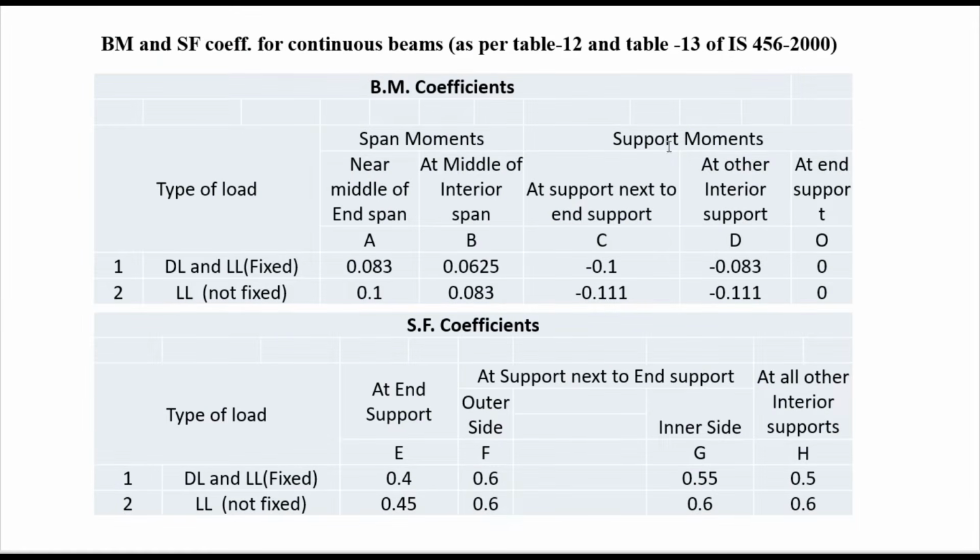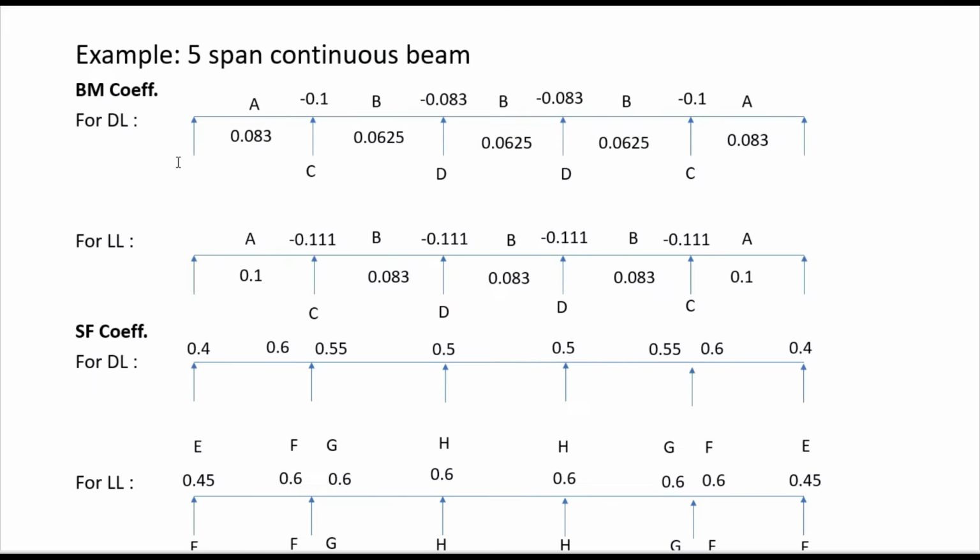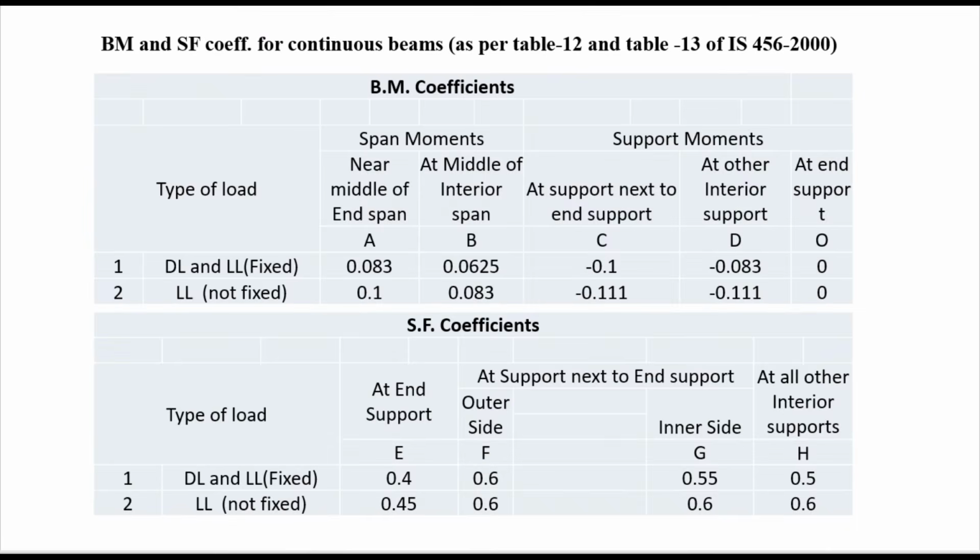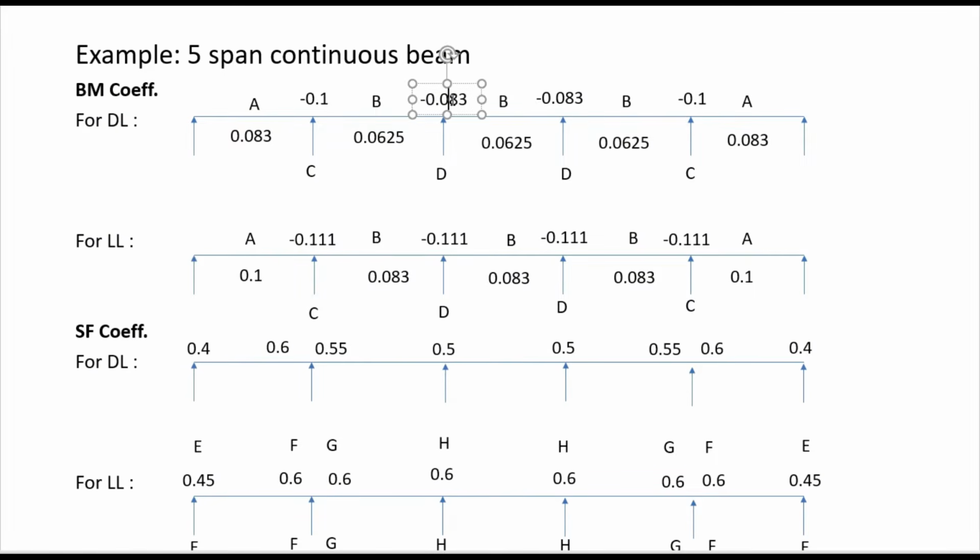Next, at the support next to the end support we have the bending moment coefficient for dead load as minus 0.1. So the support which is next to the end support has minus 0.1, and similarly here also we will have the bending moment coefficient as minus 0.1. At other interior supports we have the coefficient as minus 0.083.